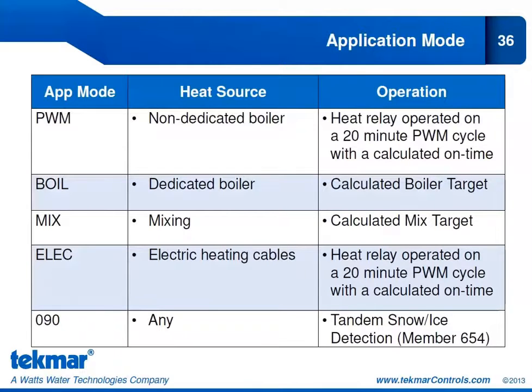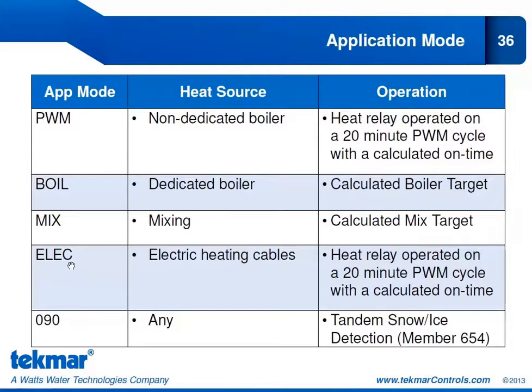So we talked about the application mode already. We'll revisit this. There are 5 different application modes. We have application mode 090, and this is only if you're doing tandem snow ice detection and you are configuring the member 654.